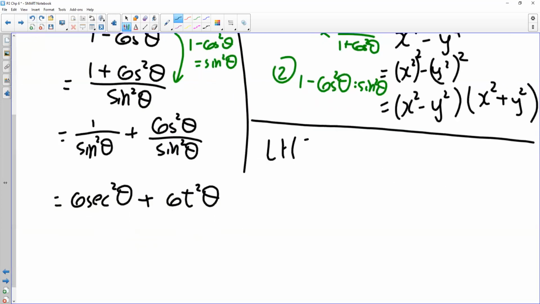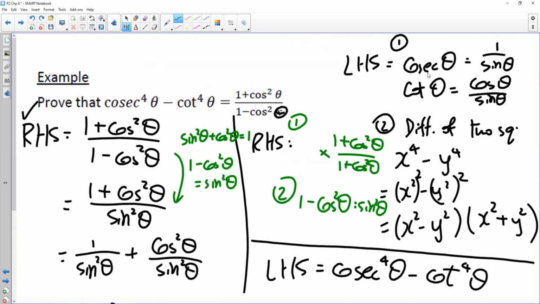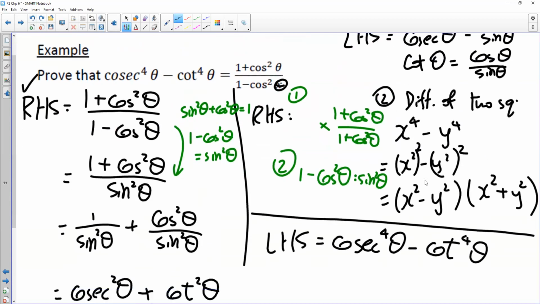Left-hand side. I'll start with the left-hand side. So the left-hand side is cosec to the power 4 theta minus cot to the power 4 theta. Now my draft is going to come in handy here. What have I got? I can change the cosec into 1 over sine and cot into cos over sine, or I can use difference of 2 squares. The first one seems the easier one.